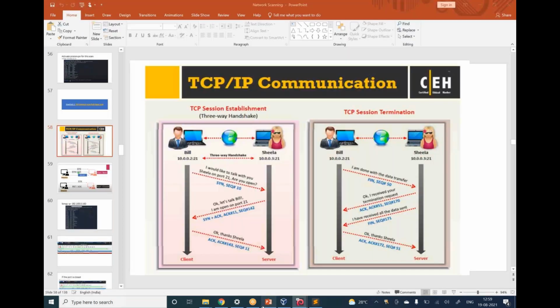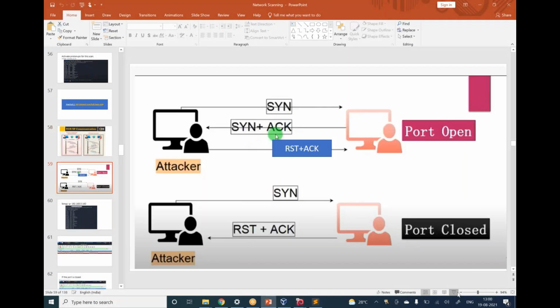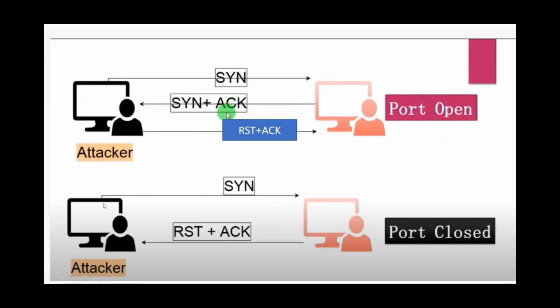In case you get a response like this, see the one down here: the attacker sends a SYN request, whereas the other side sends RST plus ACK, which means the port is closed. Hope I'm not confusing. If you get a three-way response, the port is open. If you're only getting a two-way response, the port is closed. Okay, but did you understand the TCP scan?